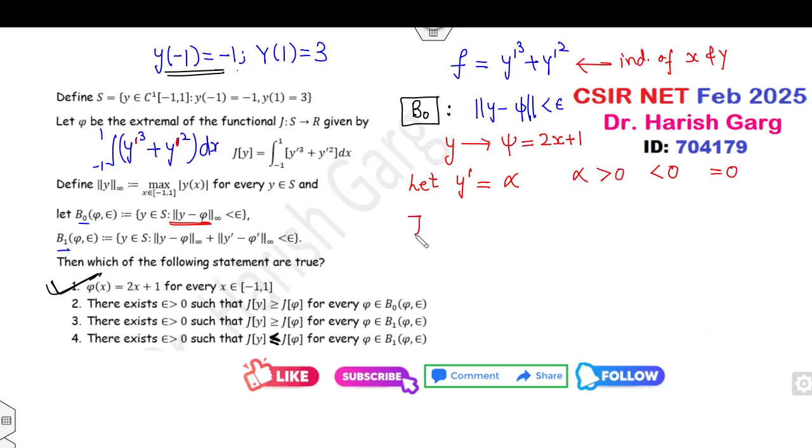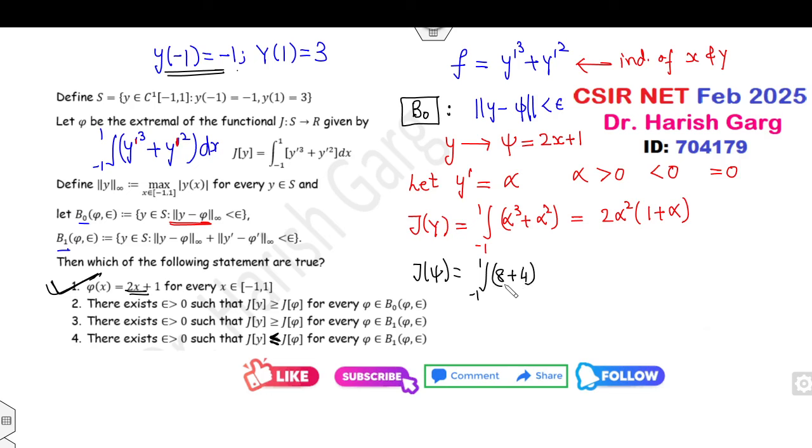तो पहले मैं J of y निकाल लेता हूँ इस अल्फा पे, -1 to 1 अल्फा क्यूब प्लस अल्फा स्क्वायर, तो ये कितना हो जाएगा, ट्वाइस अल्फा स्क्वायर मैं बाहर ले लेता हूँ, 1 प्लस अल्फा. फाइन। और J of psi भी चाहिए मेरे को, J of psi भी निकाल लेता हूँ। psi मेरा कितना है, 2x प्लस 1, इसका डेरिवेटिव फिल करेंगे तो 2 आ जाएगा, सो 8 प्लस 2 का स्क्वायर 4, तो ये कितना हो गया आपका 12। इज इट ओके?